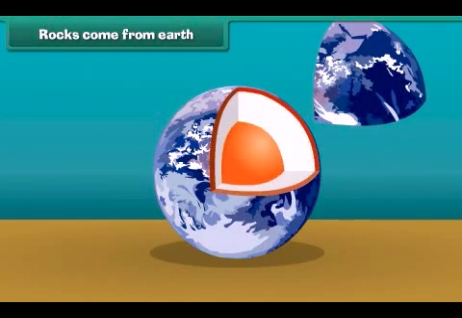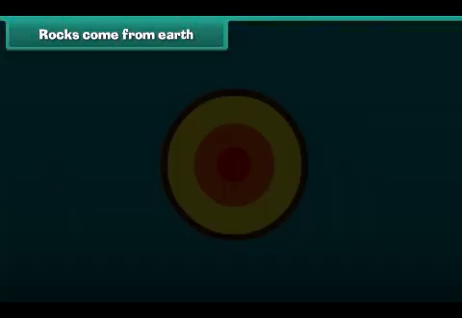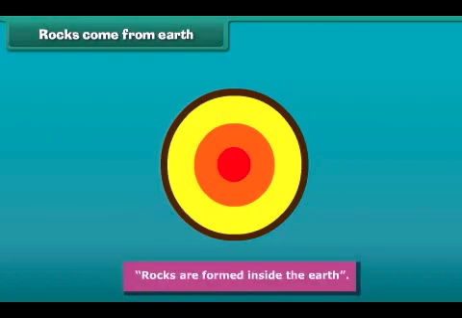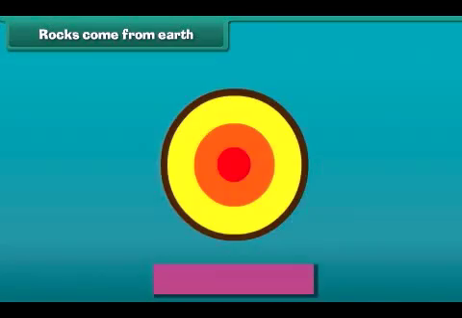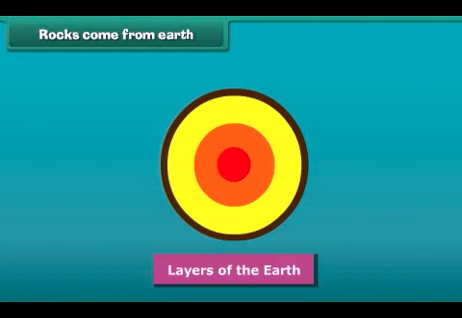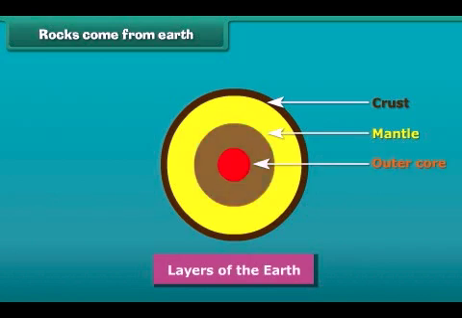All rocks come from earth, and all the three layers of earth are made up of rocks. So we can say that rocks are formed inside the earth. The outermost layer of the earth is called crust, which is formed by solid rocks and soil. The middle and innermost layers are known as mantle and the core respectively. Mantle and outer core are very hot due to high temperature, so rocks are found beneath in melted form. In the inner core, rocks are solid due to high pressure.